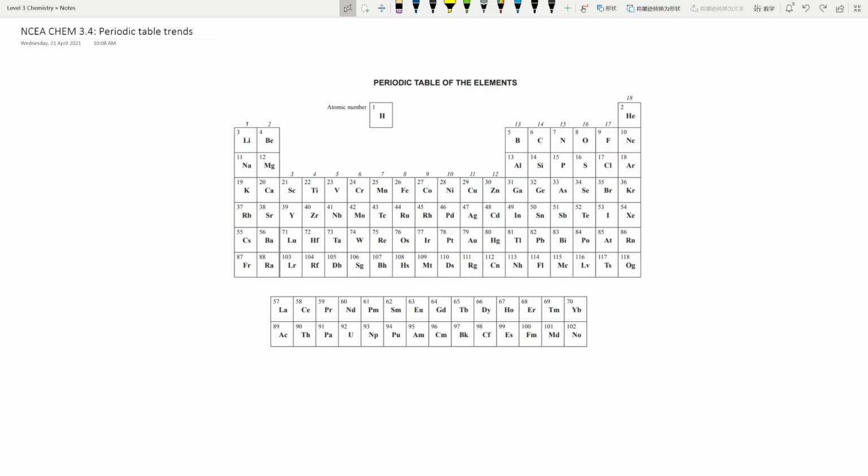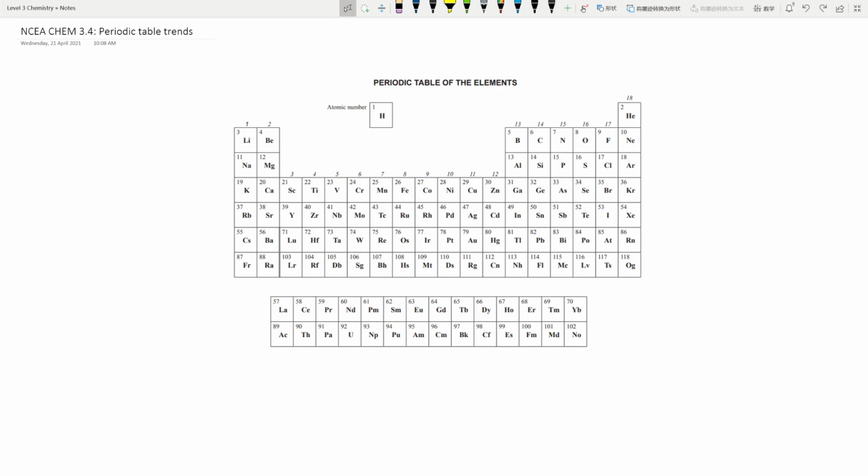So we are going to look at the periodic table trend. If you look at the 3.4 standard, it's normally broken down into three major sections. The first section is your periodic table trends and Lewis diagrams and shapes of molecules and polarity. The second major section is on the intermolecular forces. And the last one is on enthalpy, Hess's law calculation, and entropy.